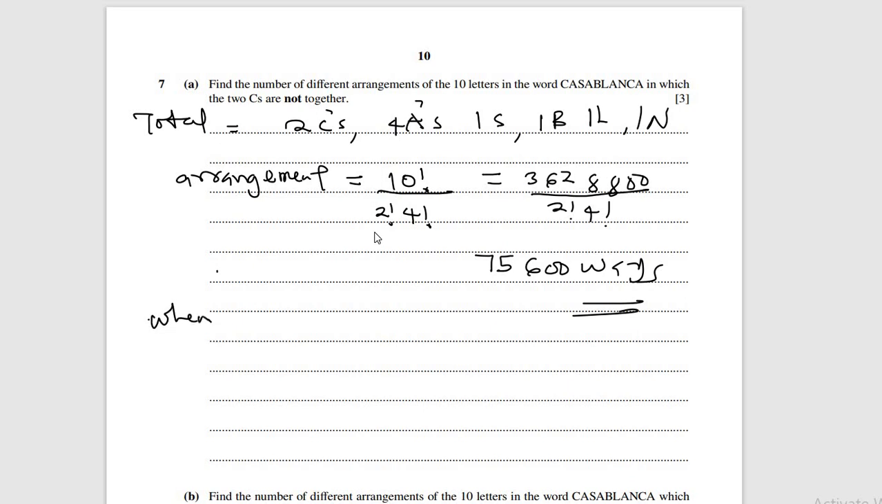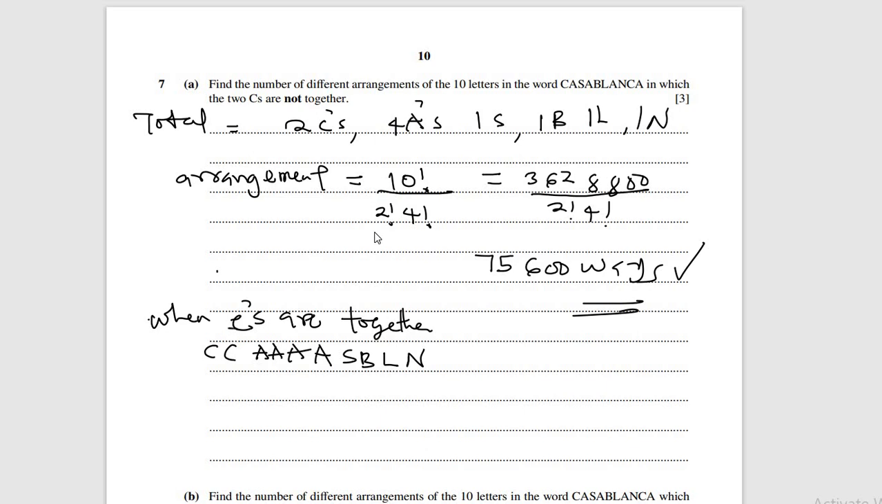When the C's are together. This one is the arrangement of everything total. Let's now see when the C's are together. When the C's are together like this, we have C, 4 A's, 1, 2, 3, 4, 1 S, 1 B, 1 L, and 1 N.